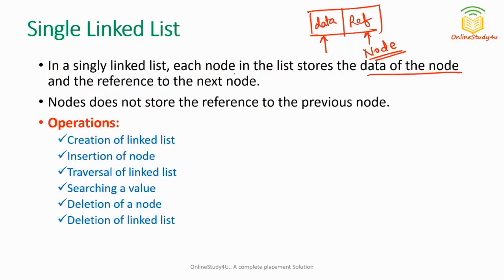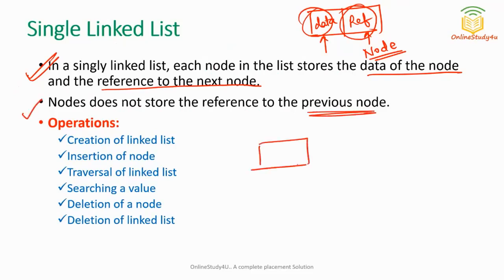So in a single linked list, each node in the list stores the data of the node and the reference to the next node. Is this point clear or not? Means every node will have two things. They must have two things. First is the data, second is the reference to the next node. Now nodes do not store the reference of the previous node. Yes, this point is important.